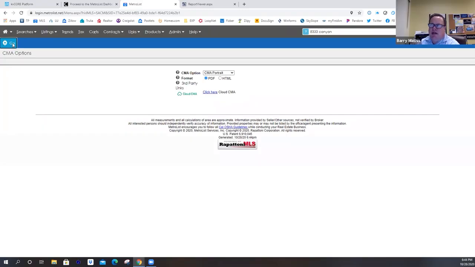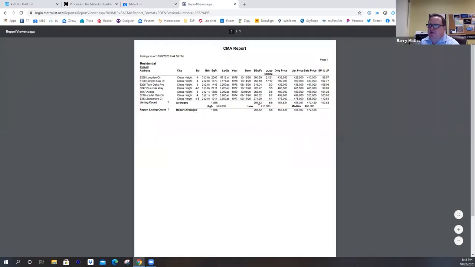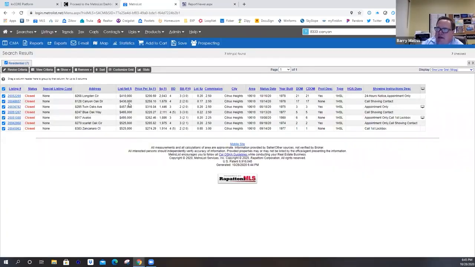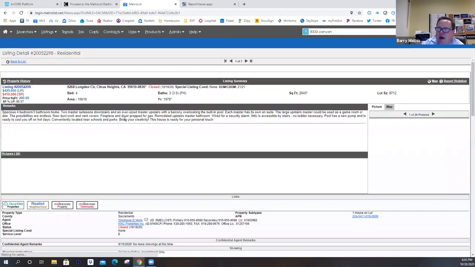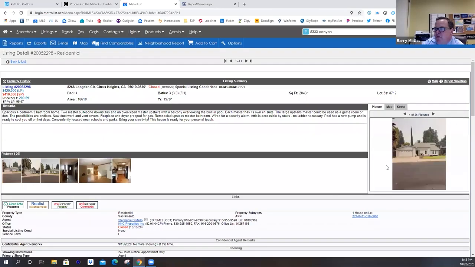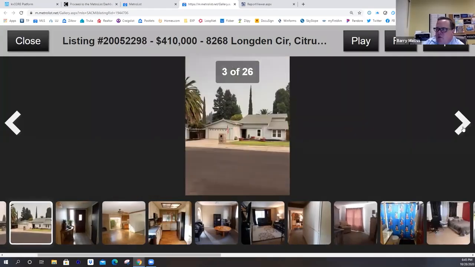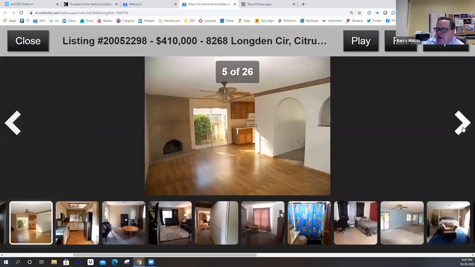So when I do it this time, I've narrowed it down from 26 to this lower number, 256 a square foot. Now, one of the things I want to watch for, look at that one right there. That one on Longden Circle is $200 a square foot, which is a lot less than the other properties. So I want to understand why. It was a 4-bedroom. It was actually a little bit bigger, which partially explains why it was less per square foot. But then we want to look at it just to make sure, was there anything wrong with it?